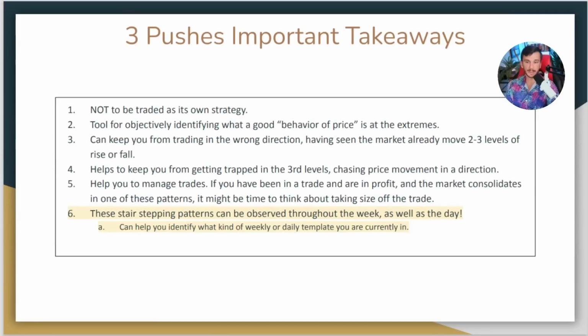And to reiterate, this is not to be traded as its own strategy. This is just defining a behavior of price at a level that I want to see in order for me to want to take a trade based off of the signal and the setup. This is a tool that can give you a good behavior of price. It can keep you from trading in the wrong direction, having seen the market already make 2 sharp moves to the upside or the downside. Do you really want to be trading in that third level of drop, getting trapped in that third level down, chasing price? It helps keep you from getting trapped in the third level. It also helps you to manage trades.